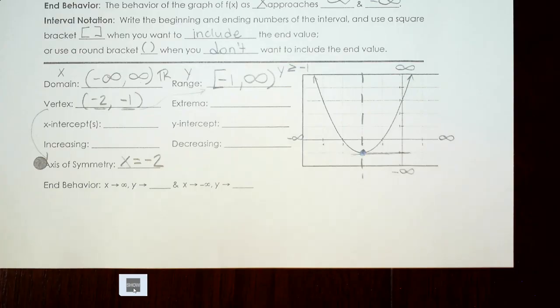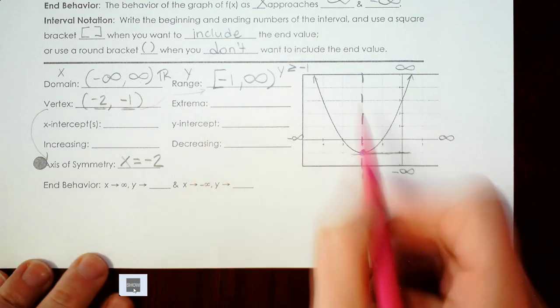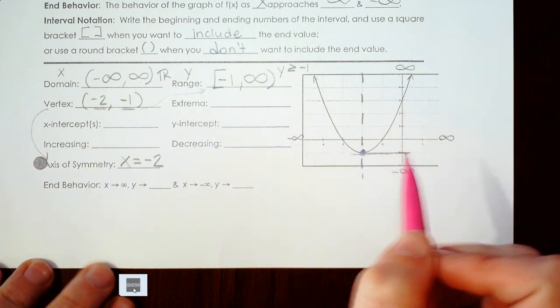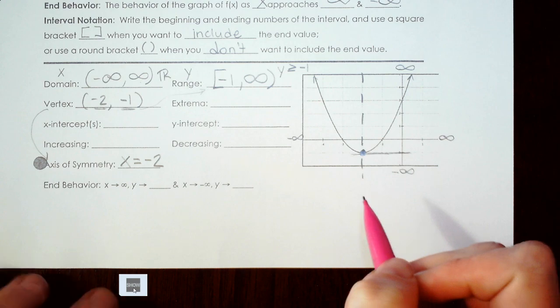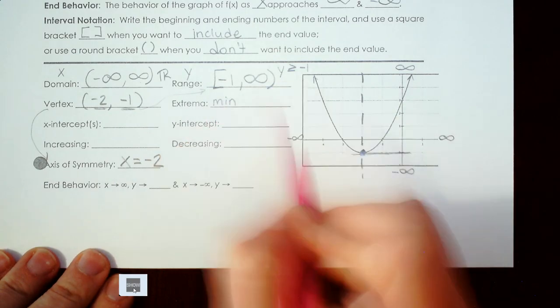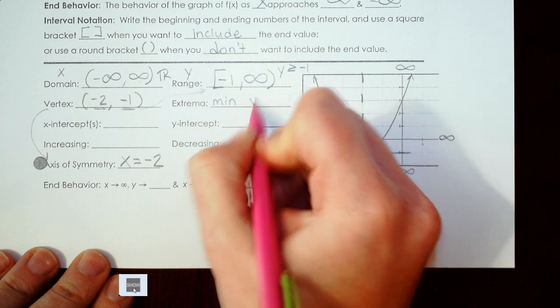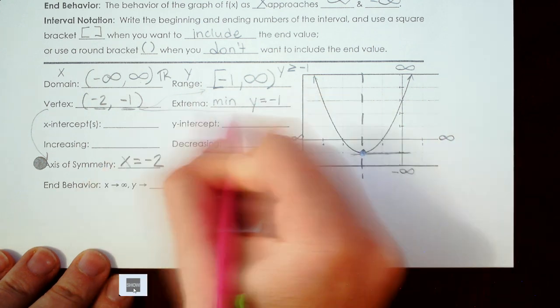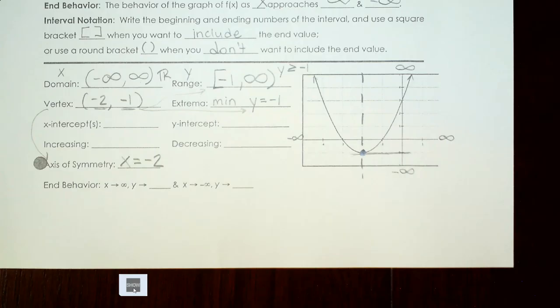All right, your extrema is talking about the max or min. So looking at your graph, does this parabola have a highest point or a lowest point? Well, this one has a lowest point, so it has a min, and the lowest point is y equals -1. Also comes from your vertex. So you see your vertex gives you a lot of information.